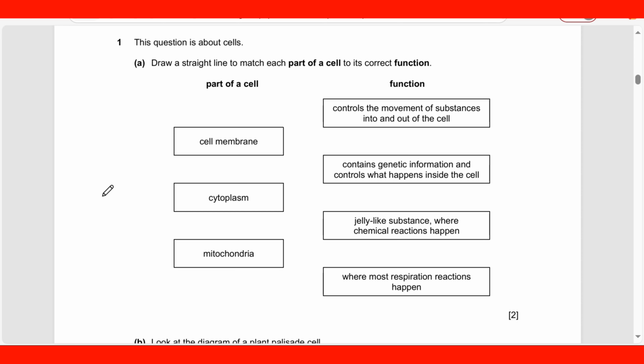Let's get started. Now, number 1, this question is about cells. A. Draw a straight line to match each part of a cell to its correct function. Part of cell: cell membrane, cytoplasm, mitochondria.